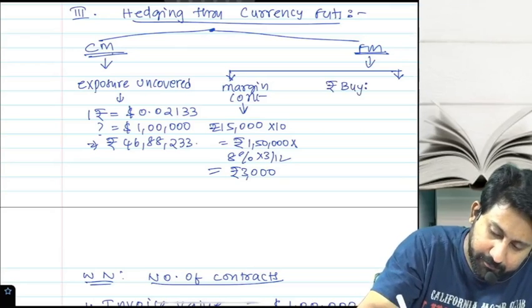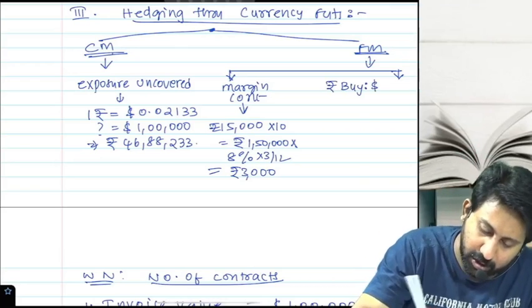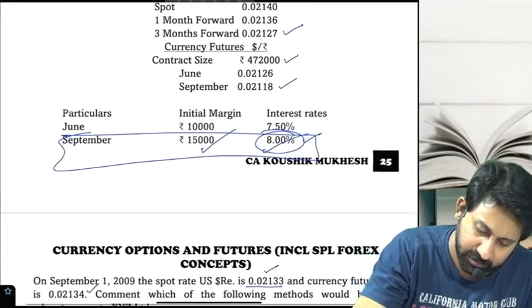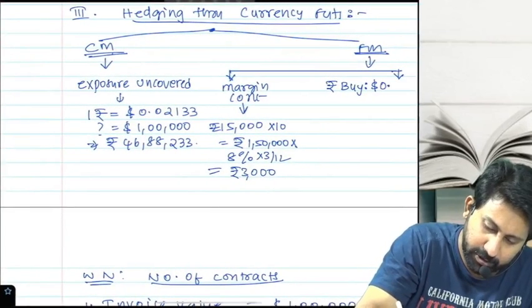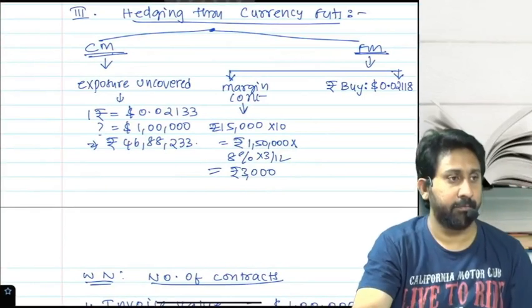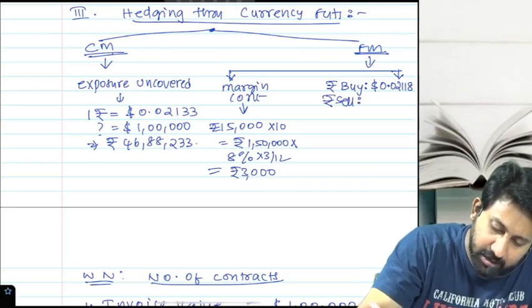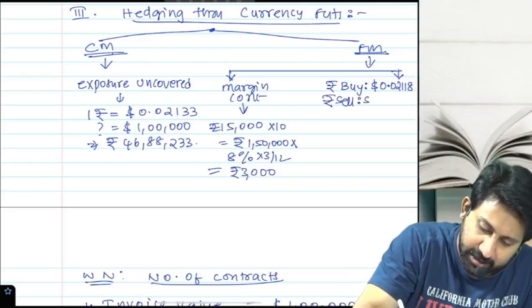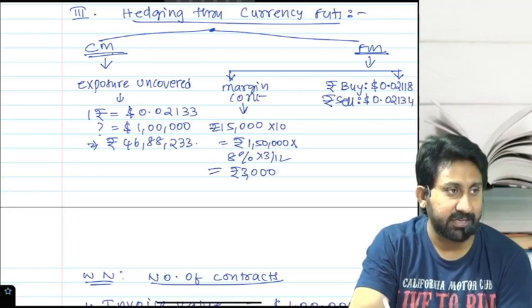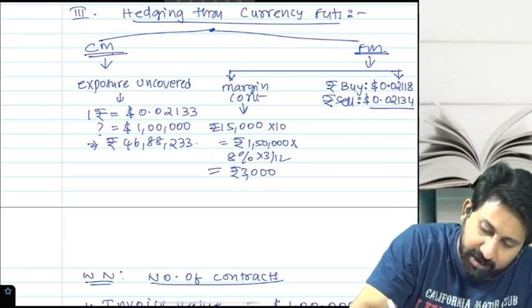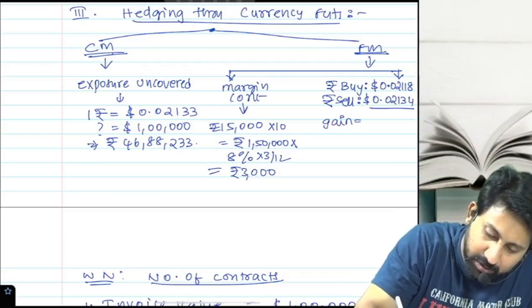Rupee buy, at how much? Dollar-rupee futures at 0.02118. Really you will buy, and you will take a counter sell. On the date of convergence, it is 0.02134. Your sell, your buy. In this, are you making a gain or loss? Making a gain. How much gain?